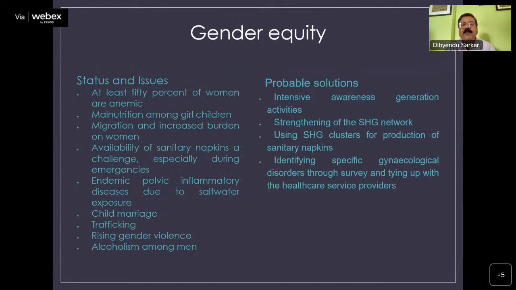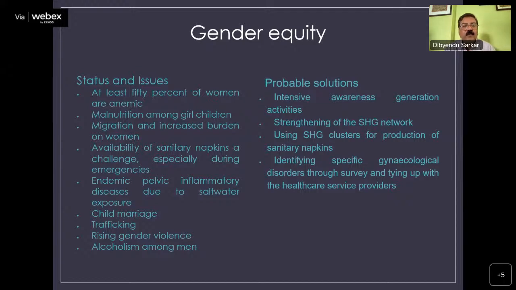On gender equity, there are several issues. 50% of women are anemic. Malnutrition among girl children is pretty high. Migration and increased burden on women. In most of the households, you'll see that the male members have migrated.